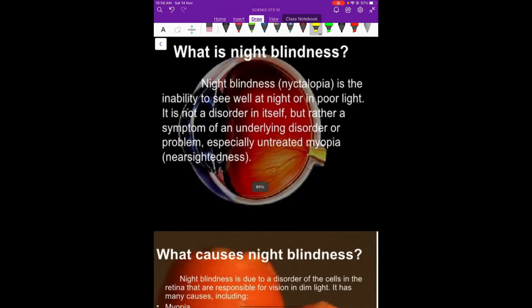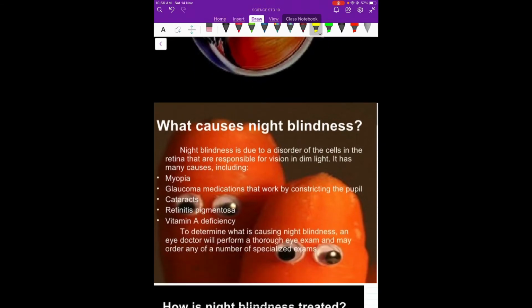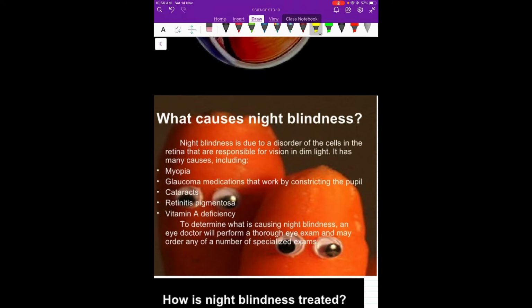There is a nice summary here. What is night blindness? It is called nyctalopia. It is the inability to see well at night or in poor light. It is not a disorder itself, but generally results from untreated myopia or nearsightedness. There are a number of causes for night blindness. First is myopia, next is glaucoma medications, next cataracts also lead to night blindness, then retinitis pigmentosa, which is a type of deficiency in the pigment, and vitamin A deficiency.